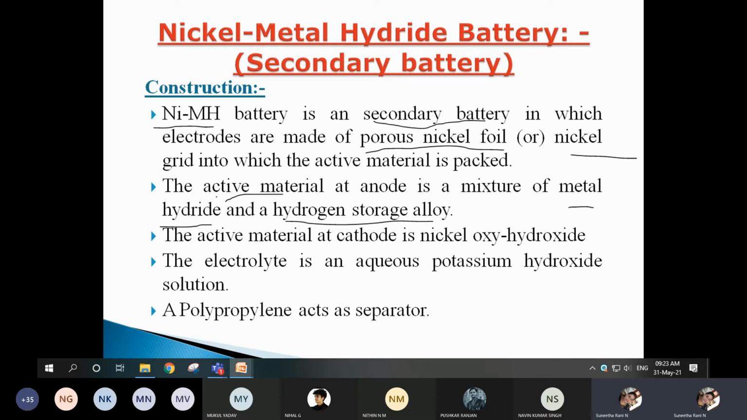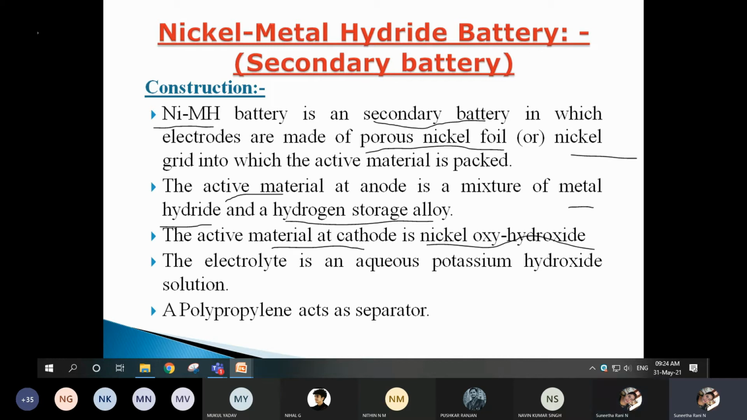That metal hydride acts as the anode, and the other metal acts as the cathode, which is nothing but nickel oxyhydroxide. This nickel oxyhydroxide is an example of a metal oxyhydroxide, so it contains a metal and also hydride. So we have one anode and one cathode. What is the anode here? The anode is the metal hydride, that is the hydrogen storage alloy, and the cathode is nickel oxyhydroxide.